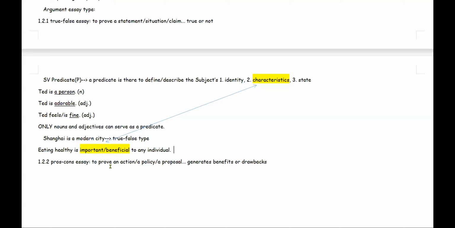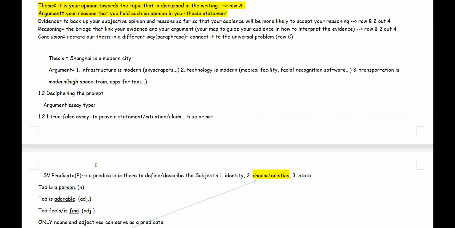So as long as we know what type of argument essay we are going to generate, we already secure rows A, B, C, because we won't have an off-topic essay. That makes sense? So this is the very important step. Be careful when we decipher the prompt, ask ourselves what kind of argument essay it is.